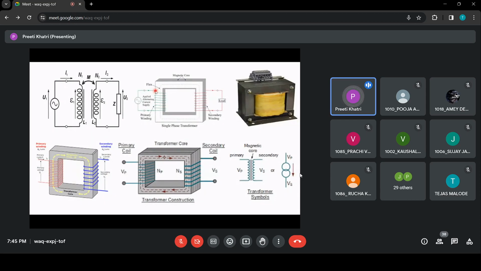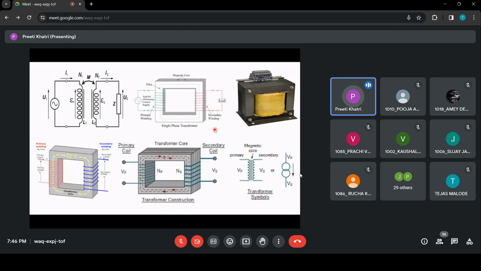Whatever flux is produced links my secondary winding as well as my primary winding. When this alternating flux links the secondary winding, according to Faraday's law of electromagnetic mutual induction, a mutually induced EMF is induced on the secondary side and a self-induced EMF is induced on the primary side. And when you connect the load, the power present on the primary side is delivered to the output on the secondary side.